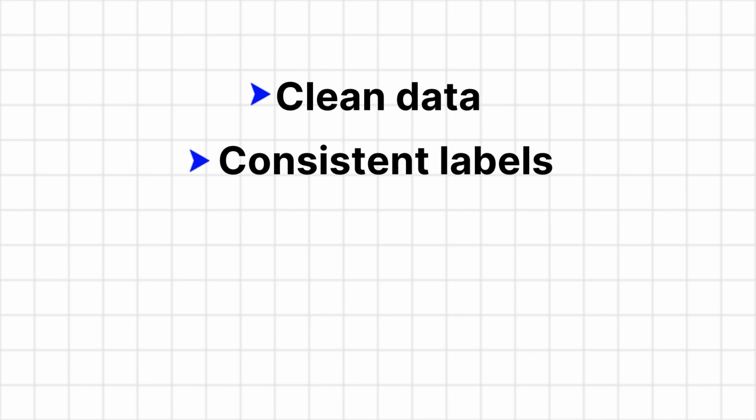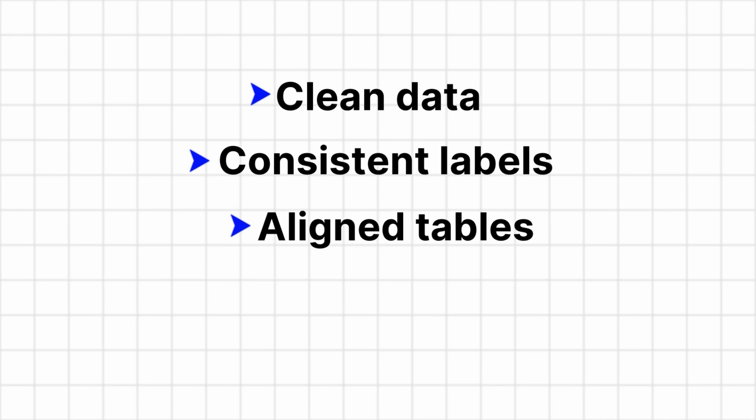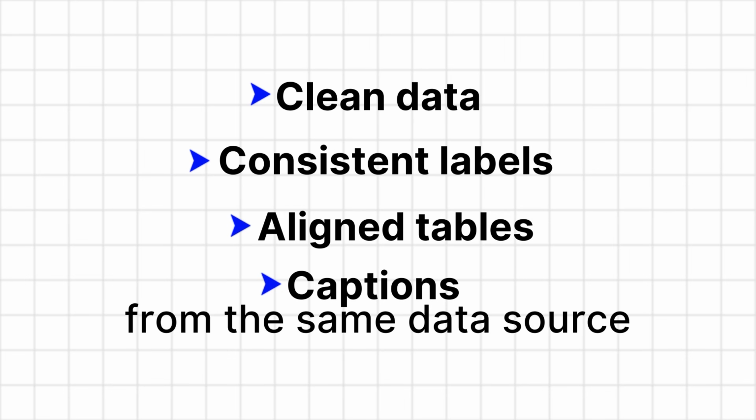It needs clean data, it needs consistent labels, it needs aligned tables and captions from the same data source. And most people stop after one chart and then they add manual commentary, resulting in weak outputs that quickly become quite dated. So that's why we start with data hygiene and then create 3 linked tables that support 3 side-by-side charts with captions. Now here's how we do this.